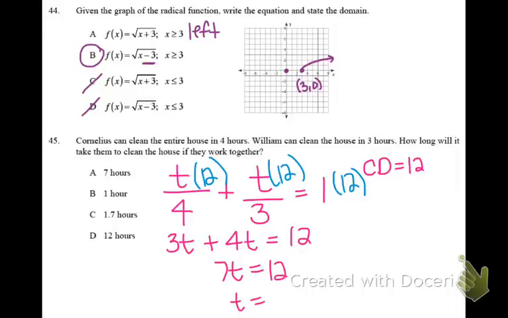Divide by 7. And 12 divided by 7 is 1.7. So that's 1.7 hours. So the correct answer for that is C.